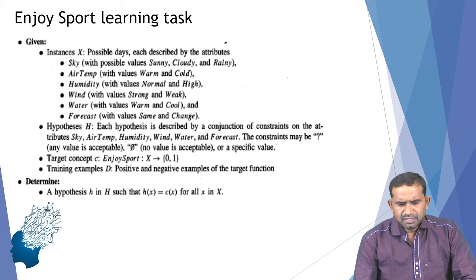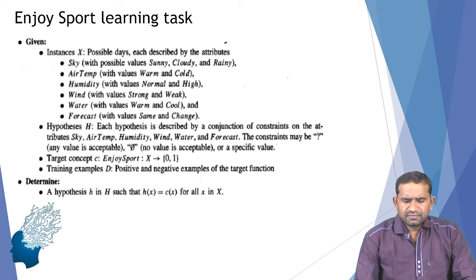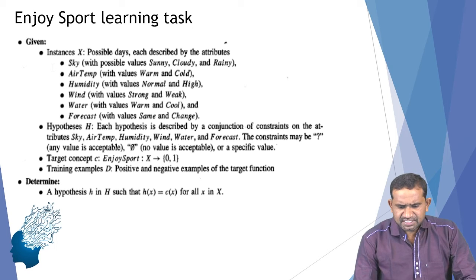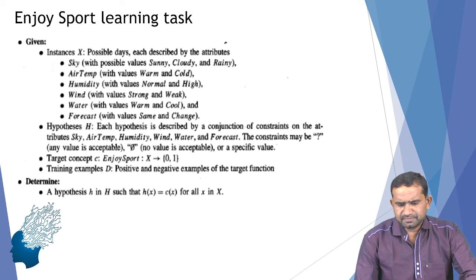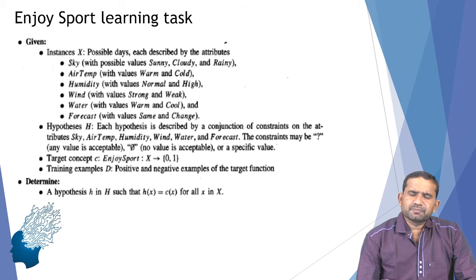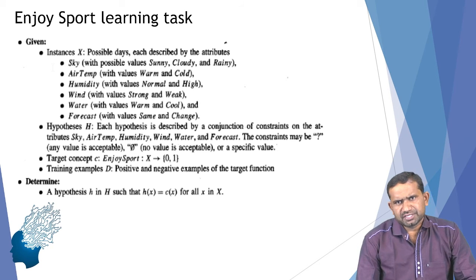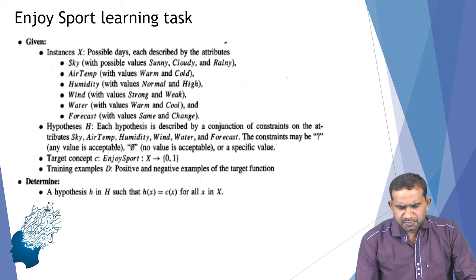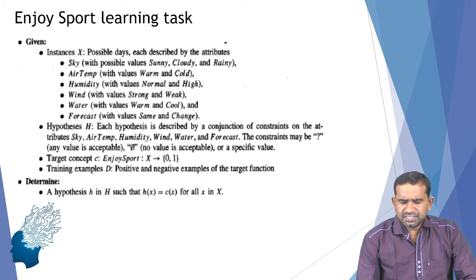Right. Enjoy sports learning task. We can give some example. Instances X is equal to possible days, meaning x is a possible day: day 1, day 2, day 3 as well as day 4, for example. Possible days are each described by its attributes. Six attributes are there: sky, air temperature, humidity, wind, water as well as forecast.